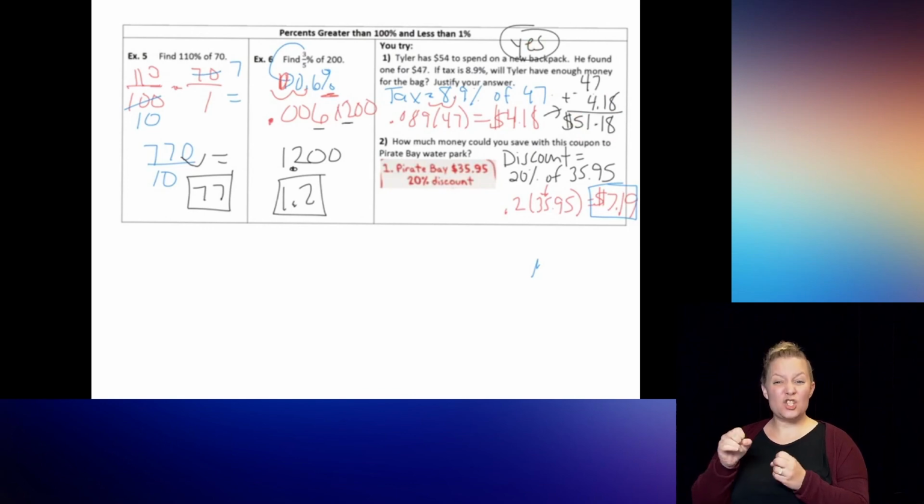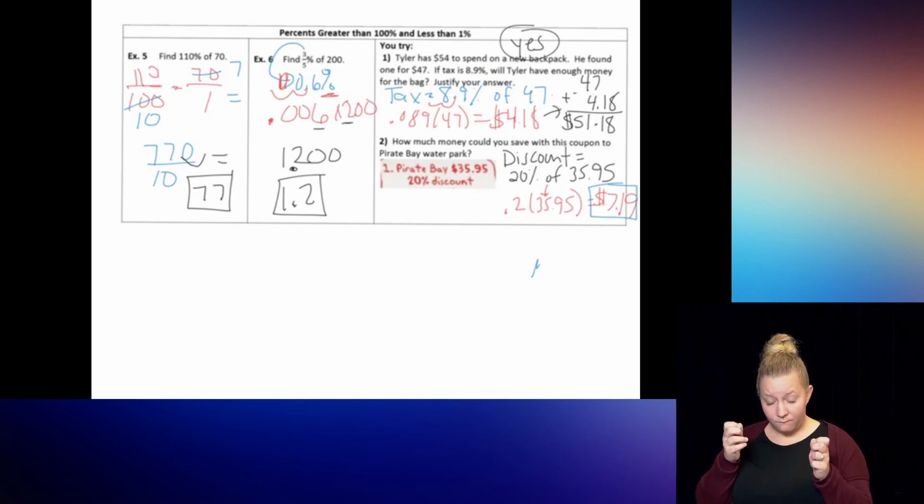For the Pirate Bay Water Park, if you're interested in going there with a 20% discount coupon, I moved that decimal back twice, 0.20, but I don't need a 0 placeholder for the 100th spot, because if I have 0 in the 100th spot, I have nothing. So I just wrote it like this. Times $35.95 told me that you can save $7.19. Since this was a tiny box, I did not write my sentences for those word problems, but you know to do that normally.